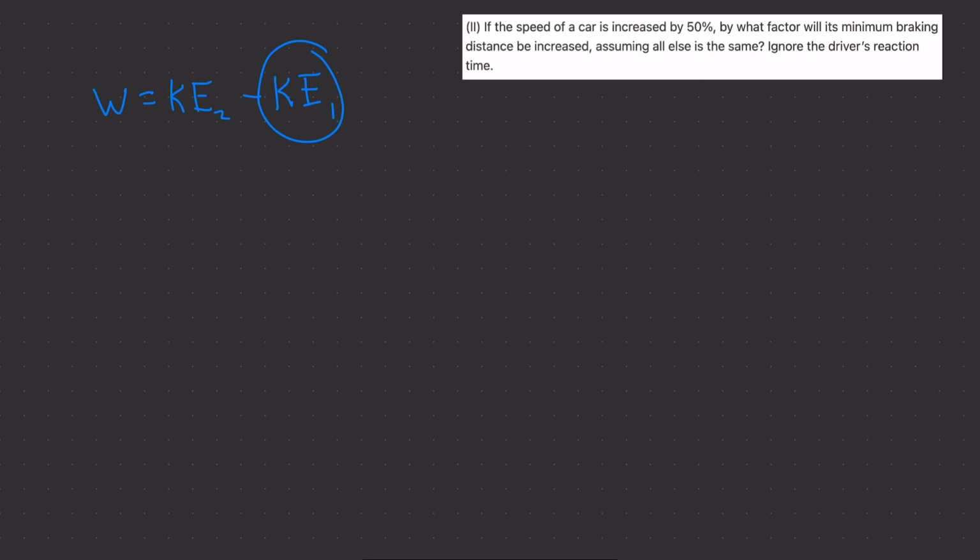So what we're saying is that if the car's speed was something, then it requires some amount of kinetic energy in the form of work to stop it. And if its velocity increased by 50%, then it would require more kinetic energy or work to stop it. But how much more exactly? Well, let's check it out really quick, because we know quantitatively that kinetic energy is defined as 1/2 mv squared. And that's v, the velocity of the object, or in this case, the car.